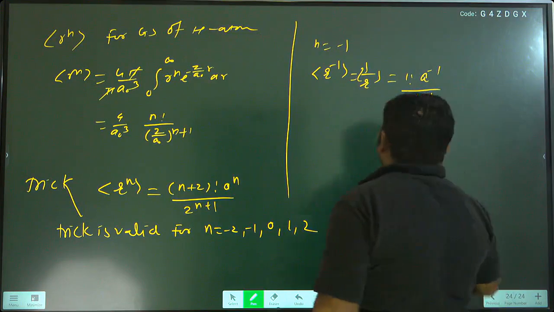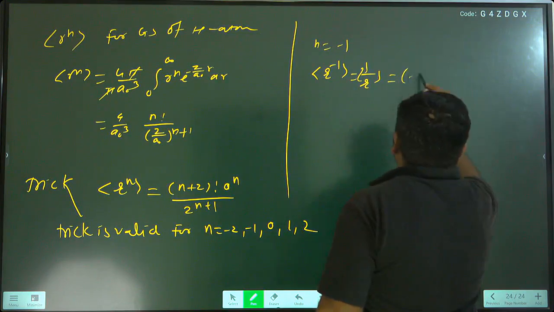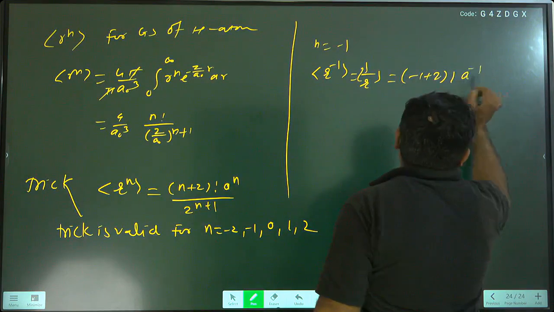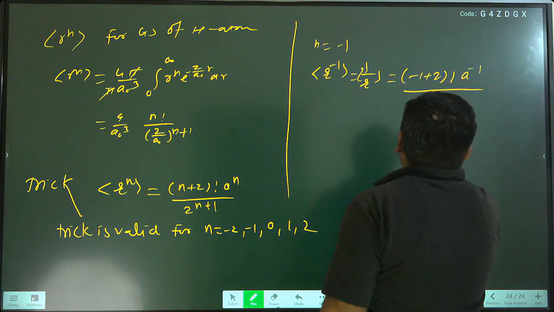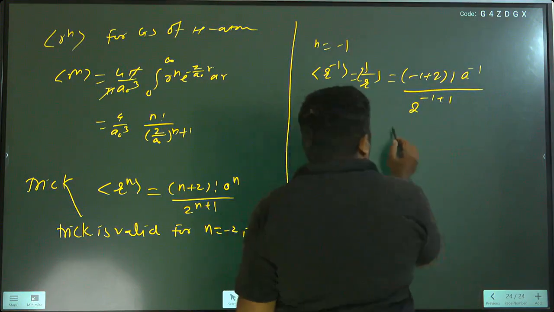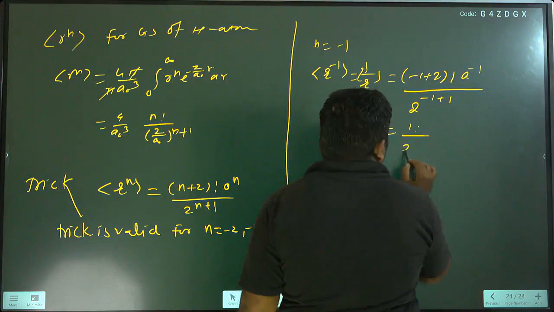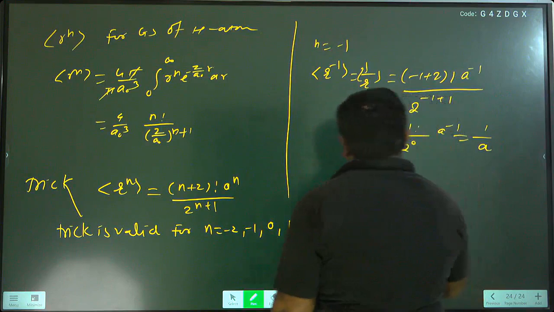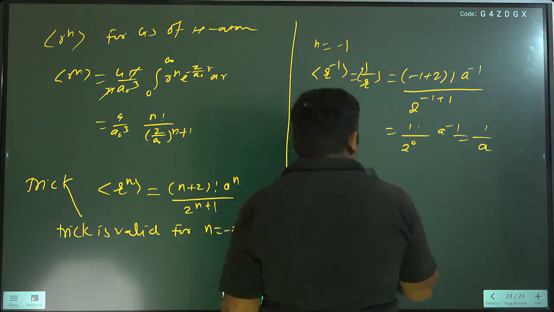Okay, यहाँ put करिए. Minus 1 plus 2 factorial upon a to the power minus 1 divided by 2 to the power minus 1 plus 1. Minus 1 plus 1 gets 0. And this is equal to how much? 1 factorial upon 2 to the power 0, a to the power minus 1 is equal to how much? 1 upon e. Our expression of r is equal to 1 upon e.